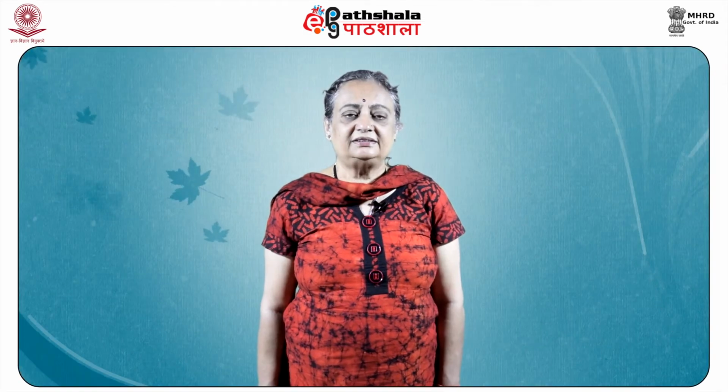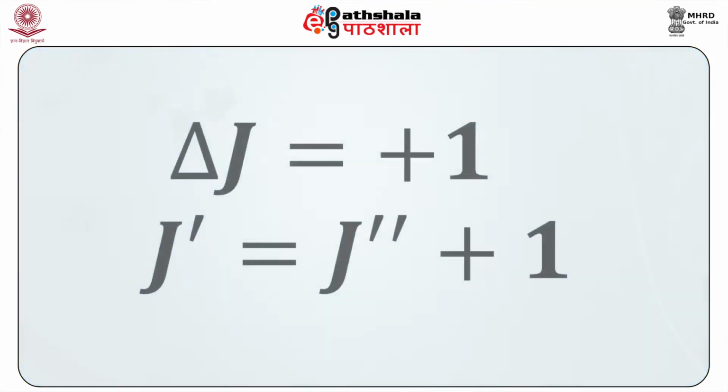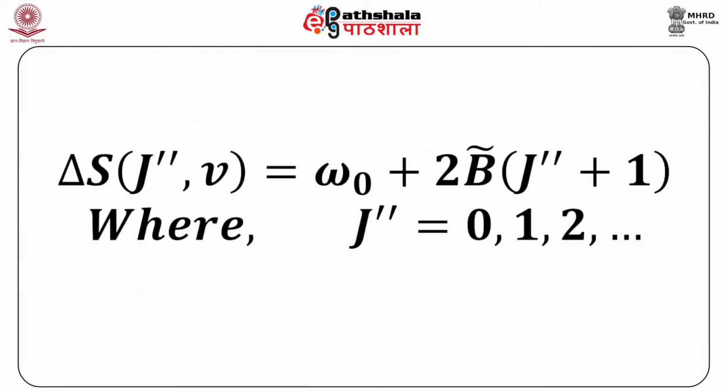Now, since the transitions which are allowed are delta J equal to plus minus 1, and we are considering absorption spectroscopy, we will assume that delta J is equal to plus 1 and J prime then becomes equal to J double prime plus 1, and when you substitute that you get an expression for the transition frequency.